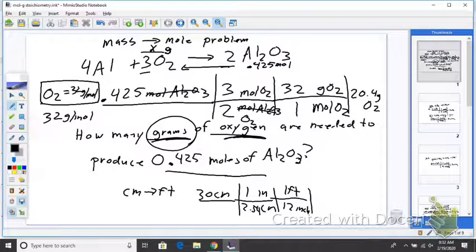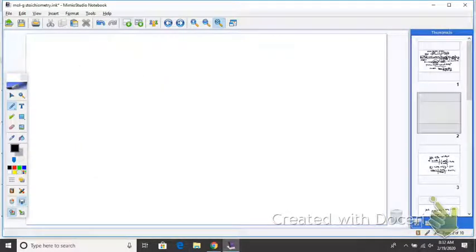And so a lot of times students will mess this up by putting their moles of Al2O3 down here, and they'll put 32 grams up here. Well, that's 32 grams of oxygen. That doesn't have anything in relationship to moles of Al2O3. So you always got to go through moles before you can go to grams. Does that make sense? You got to go through moles before you can go to grams. Okay? So I'm going to give you a second type of problem on this.